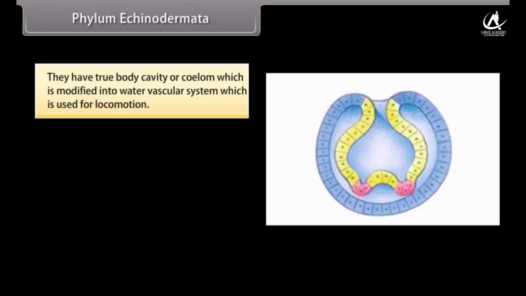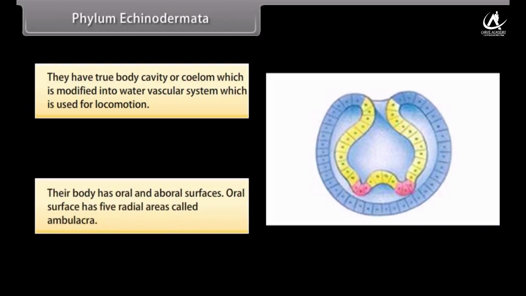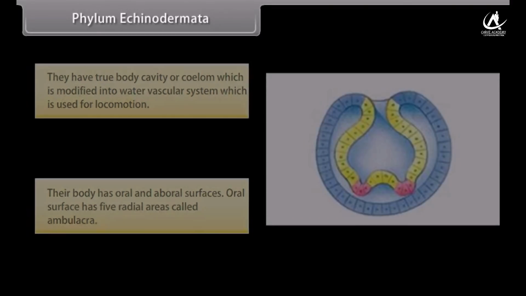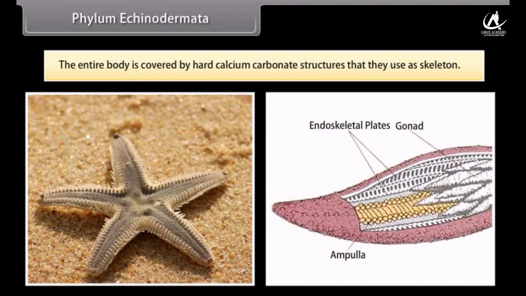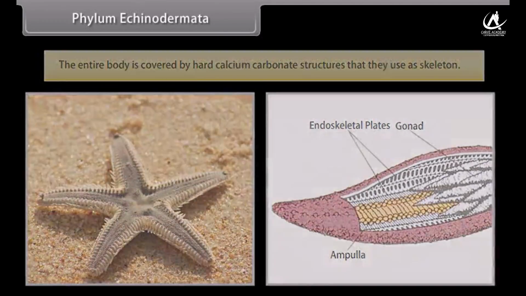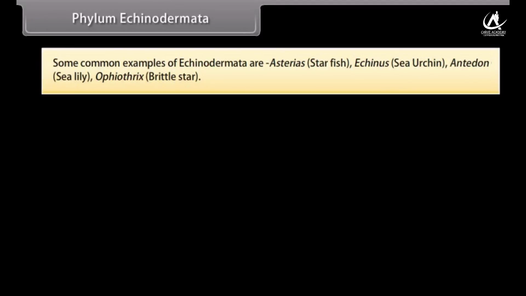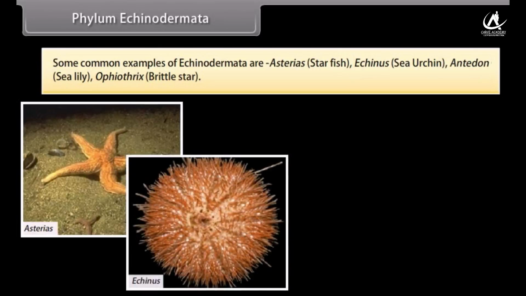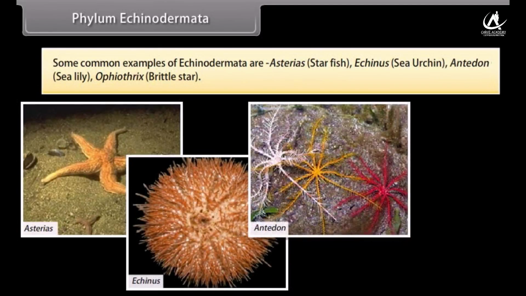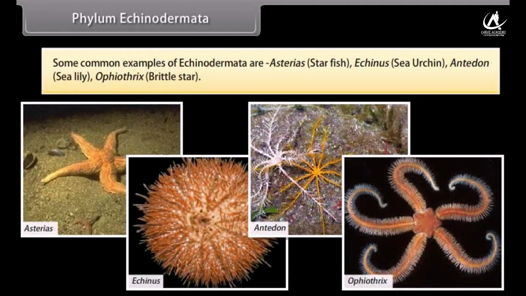They have a true body cavity or coelom, which is modified into the water vascular system, which is used for locomotion. Their body has oral and aboral surfaces. The oral surface has 5 radial areas called ambulacra. The entire body is covered by hard calcium carbonate structures that they use as skeleton. Some common examples of Echinodermata are Asterias, starfish, Echinus, sea urchin, Antedon, sea lily, Ophiothrix, brittle star.